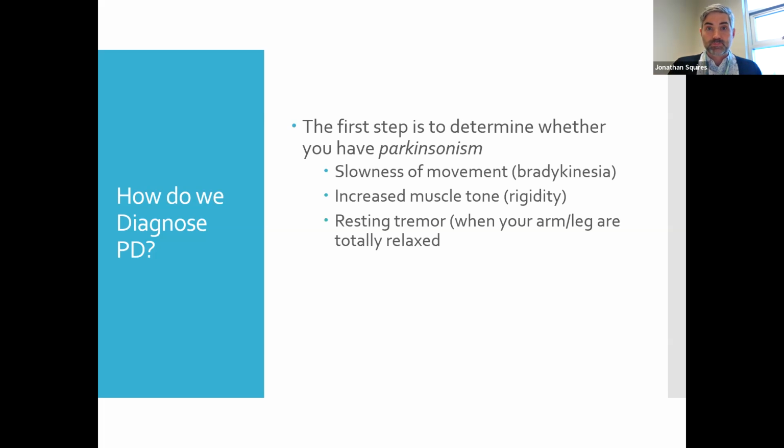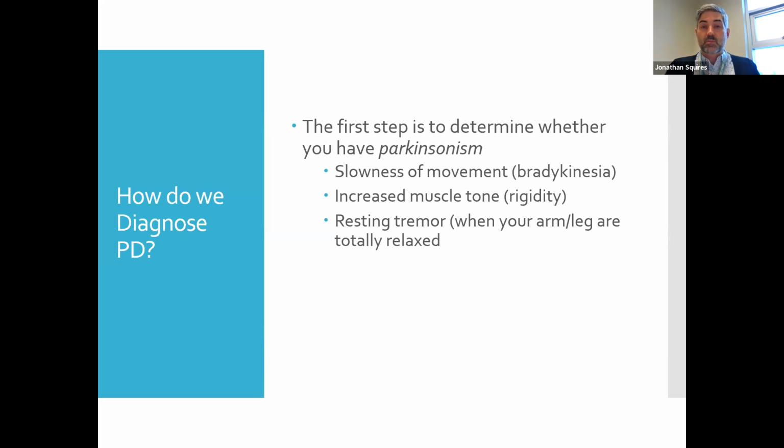The first step is to determine whether you have Parkinsonism. Many of you may have heard this term Parkinsonism and it might be a little confusing. Parkinsonism is basically a description of a group of symptoms. It is some combination of slowness of movement, and the technical term for that is bradykinesia, which is Greek for slow movement. Bradykinesia is really the defining feature of Parkinson's disease. If you don't have bradykinesia, you do not have Parkinson's disease by definition. We'll come back to what bradykinesia is, but basically it's slowness of movement.